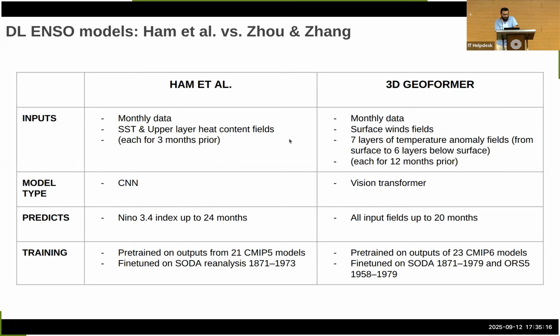Deep learning models exist for ENSO, and the task, as I said, is that it's monthly data as input, and you also predict monthly data, monthly dynamics. In the case of Ham et al., it's a scalar value up to 24 months. In the Geoformer, it's all input fields up to 20 months.